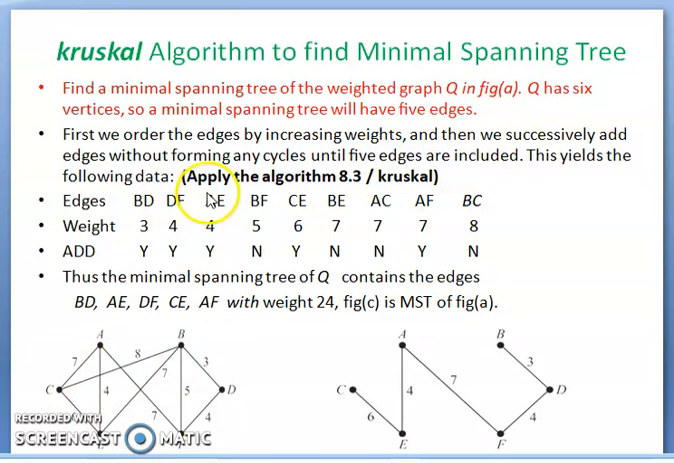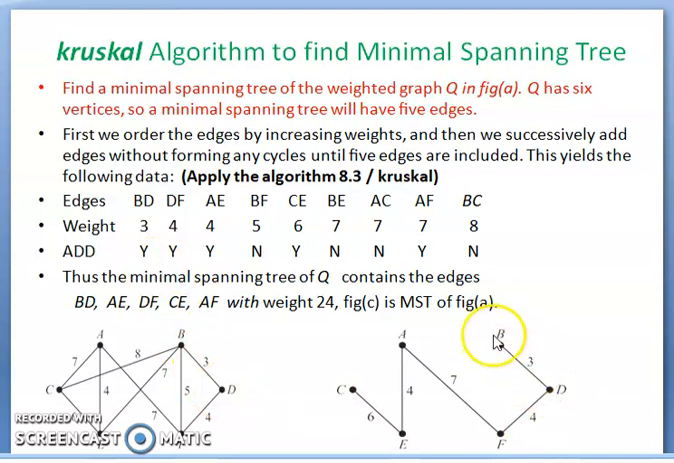So this yields the order. In increasing order, BD is the lowest, 3. Then 4 is the DF, another 4 is AE, and BF is a 5, like that. The final one is BC. This is the arrangement. So now you decide whether you add this particular BD or not. The least weight value is 3, BD. So you consider this BD.